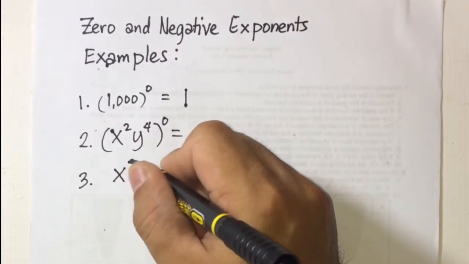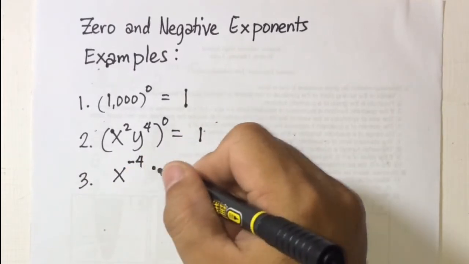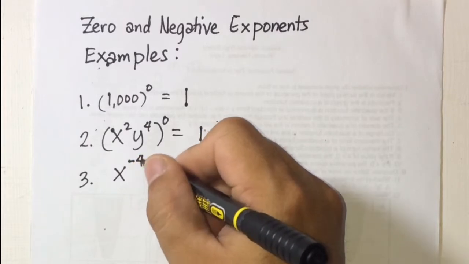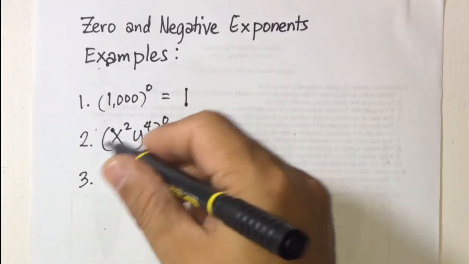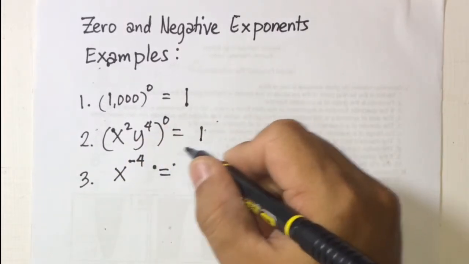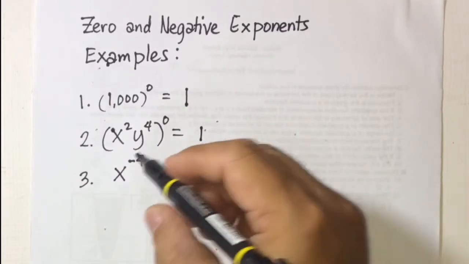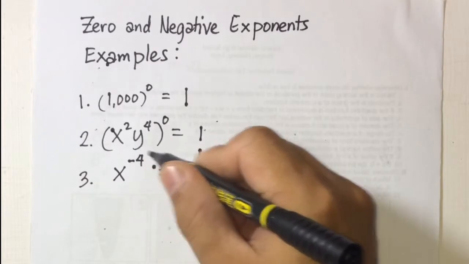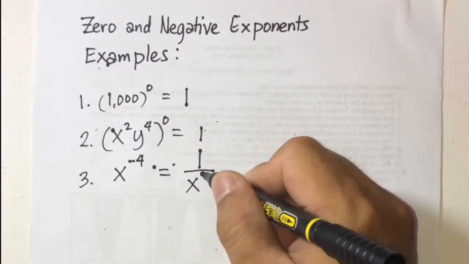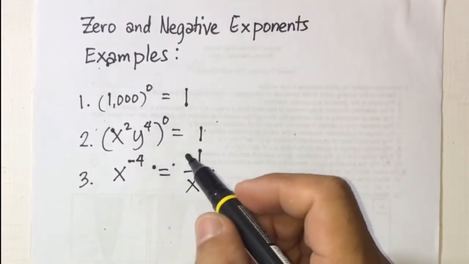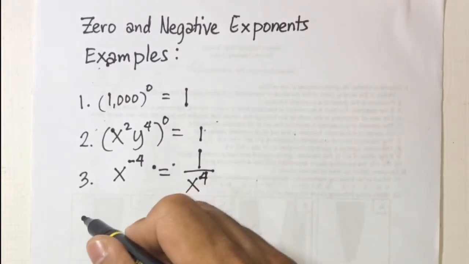Let's have this one. Let's have x to the power of negative 4. Since this one is negative 4, in order to simplify this one, we'll make this one a positive exponent. So automatically the numerator will be 1 and over. We're going to put this one in the denominator, x to the power of 4. So your answer will be 1 over x to the power of 4.